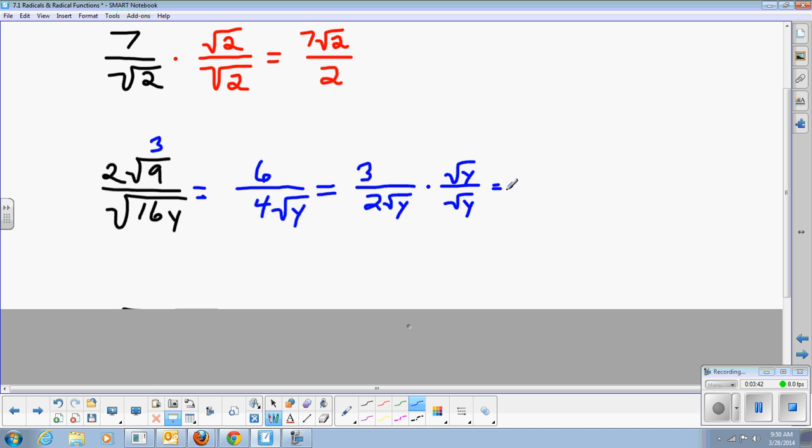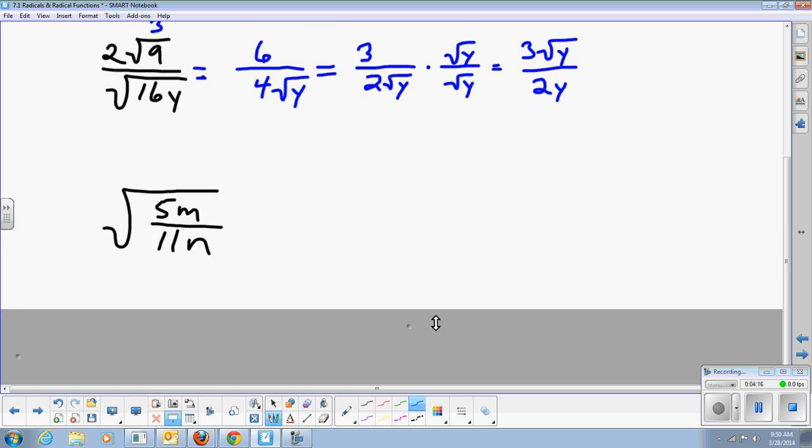What do I end up with? I end up with 3 times the square root of y as my numerator. And in my denominator, I have 2 times the square root of y times the square root of y, so I end up with just plain old-fashioned 2y. Now my bottom is a rational number. I have the irrational number in the numerator. I don't need to go any further than this, because what I'm asked to do is only get the denominator into a rational number. Simplify everything you can, as I did to start with here, and then rationalize it.